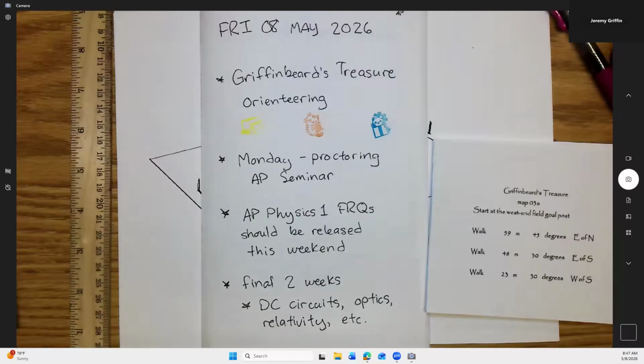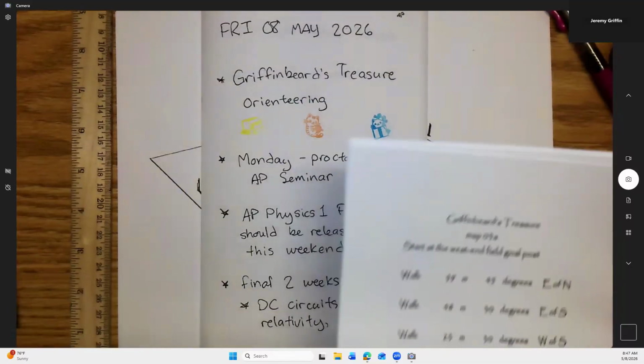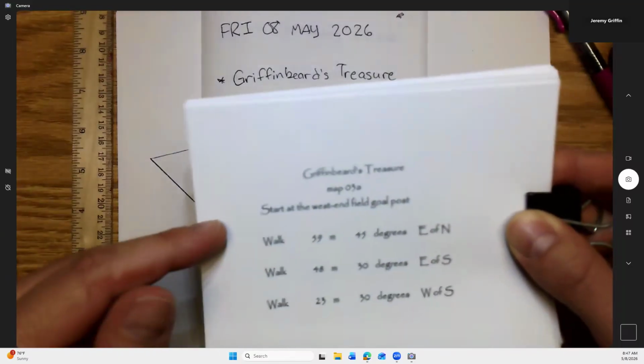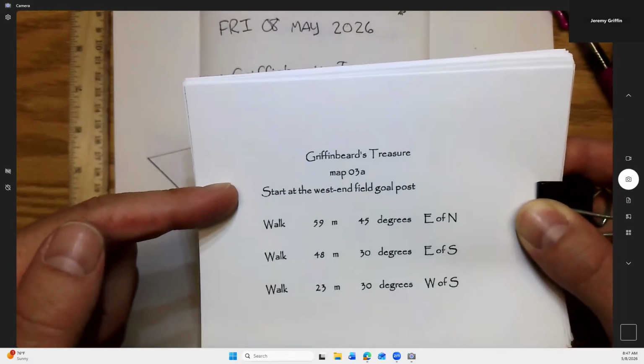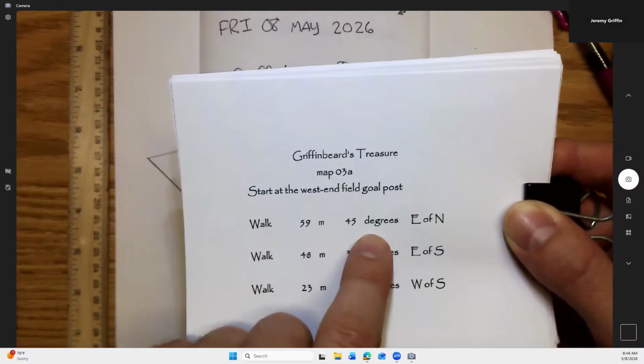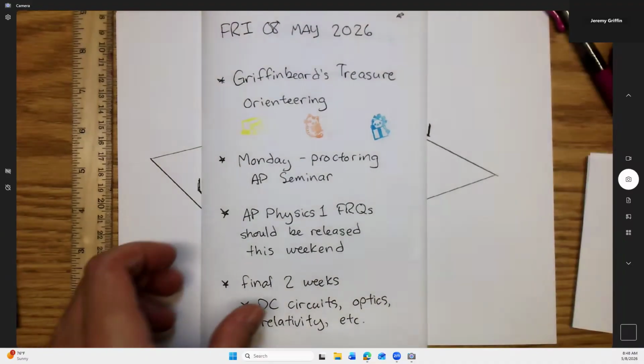It's Friday, May 8th. I gave you guys a treasure map you should walk it in. So in a few minutes, we're going to go back behind school in the practice field and go on a little treasure hunt here. Just to start at the left-hand field goal post, and then it gives you some directions. Some distance in meters. It's some angle, so many degrees. East to north, east to south. Okay, what's up with these directions?